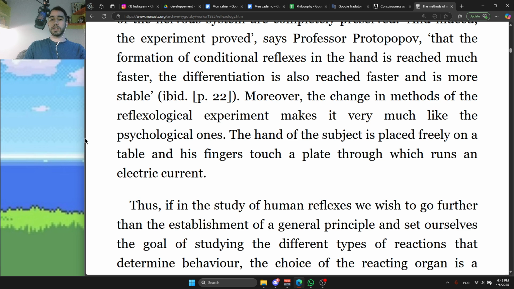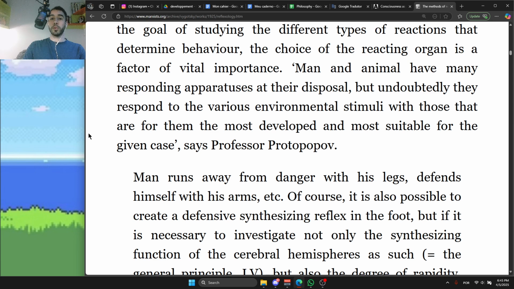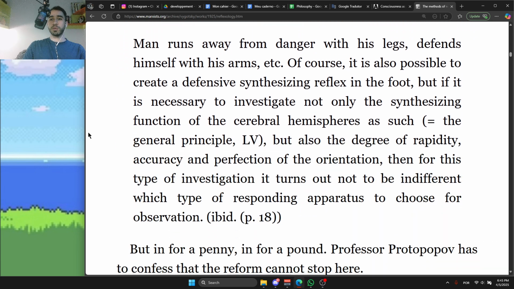Thus, if in the study of human reflexes we wish to go further than the establishment of a general principle and set ourselves the goal of studying the different types of reactions that determine behavior, the choice of the reacting organ is a factor of vital importance. Man and animal have many responding apparatuses at their disposal, but undoubtedly they respond to the various environmental stimuli with those that are for them the most developed and most suitable for the given case, says Professor Protopopov. Man runs away from danger with his legs, defends himself with his arms, etc.